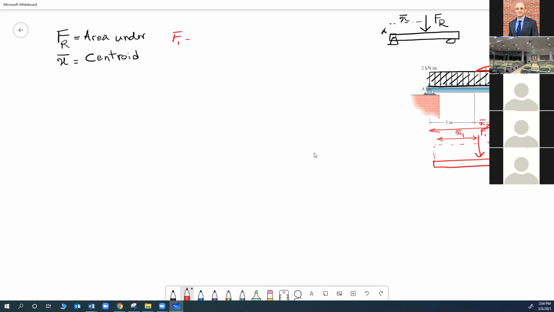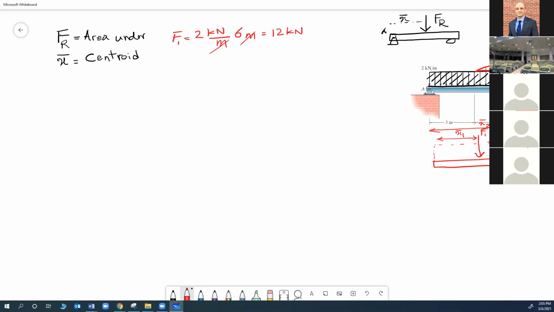F1 is the simple one, right? Just a rectangle. It's a 2. And again, the units are extremely important here. Kilonewton per meter multiplied by 6 meters. This gets canceled with this one. I'm looking at 12 kilonewtons. Units here are a way to help you make sure you're doing the right thing and going the right way.